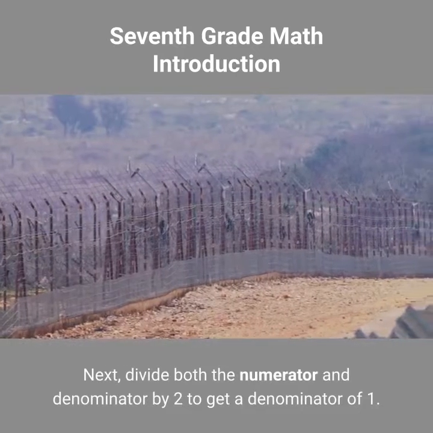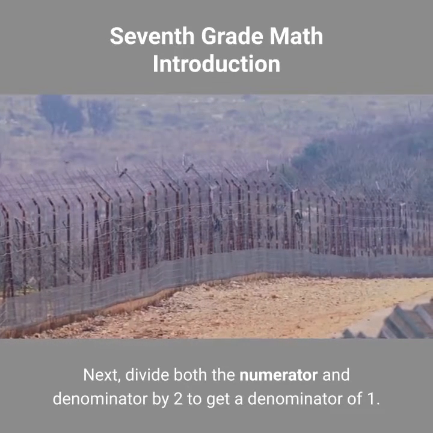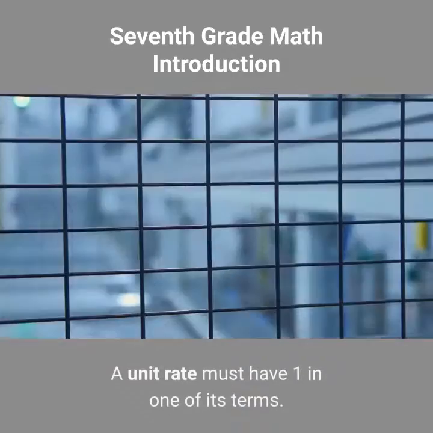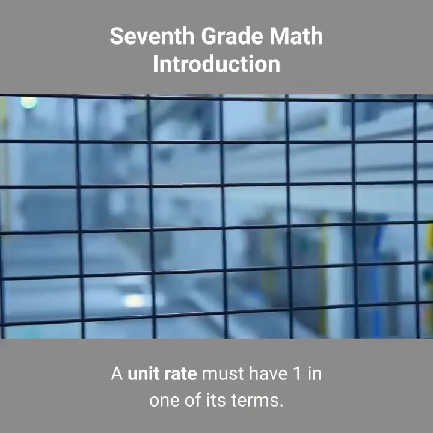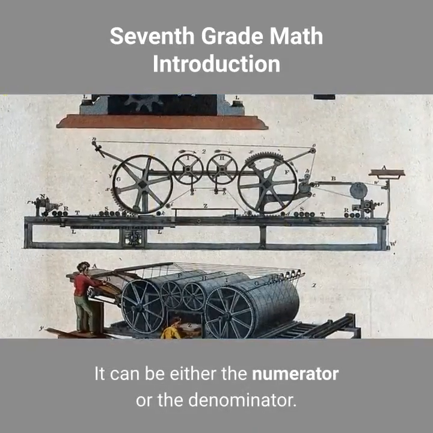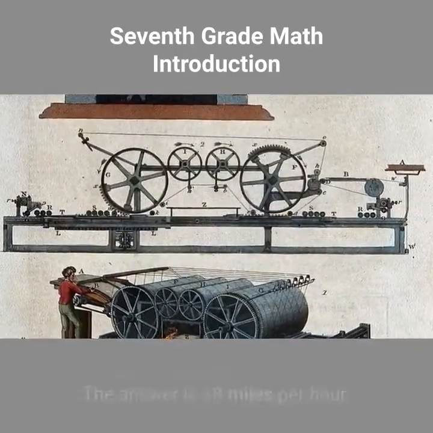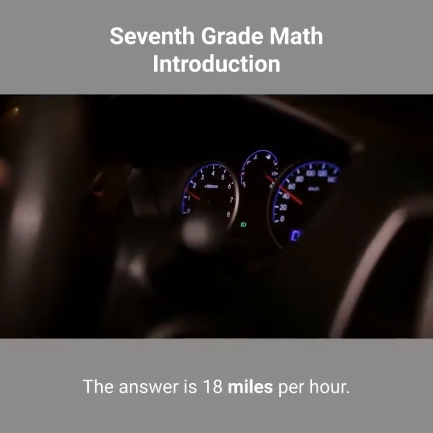Next, divide both the numerator and denominator by 2 to get a denominator of 1. A unit rate must have 1 in one of its terms. It can be either the numerator or the denominator. The answer is 18 miles per hour.